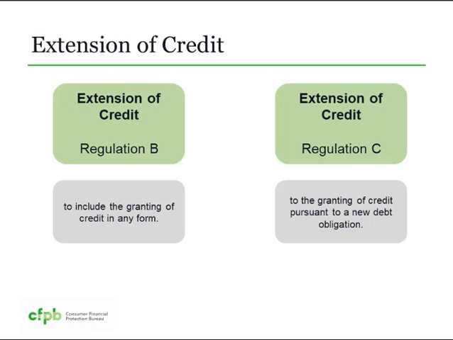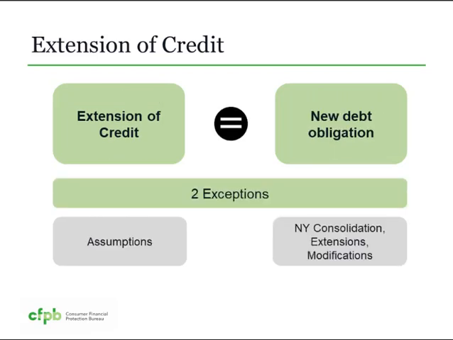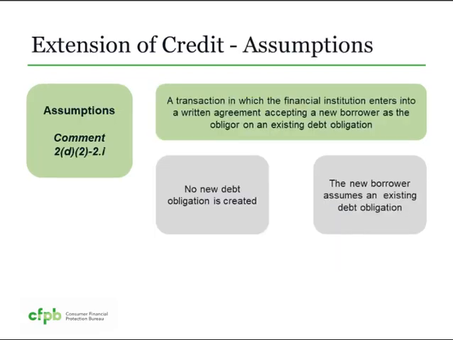Under Regulation C, the term extension of credit generally refers to the granting of credit pursuant to a new debt obligation. However, there are 2 types of transactions that are considered extensions of credit under Regulation C, even though they may not involve new debt obligations. One type of transaction is an assumption. Some assumptions have historically been covered under Regulation C.